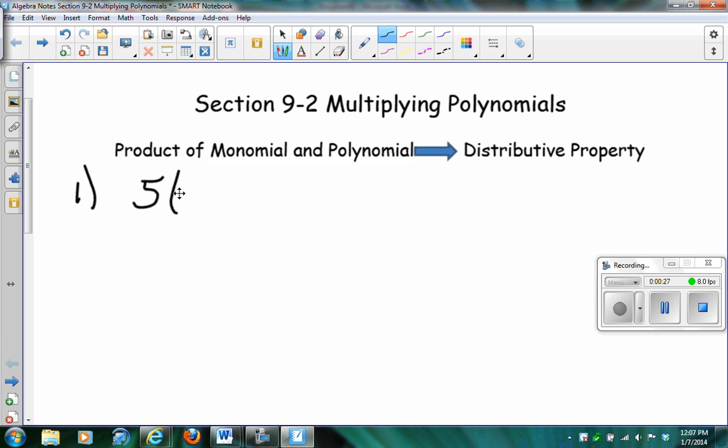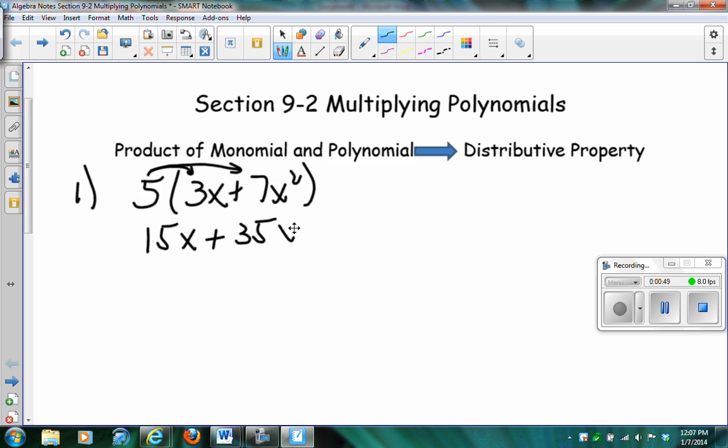This time we're using it with terms that have higher powers than just x or than just y. So 5 times the quantity 3x plus 7x squared. We're going to multiply the 5 times each term inside the parentheses, and we would end up with 15x plus 35x squared.